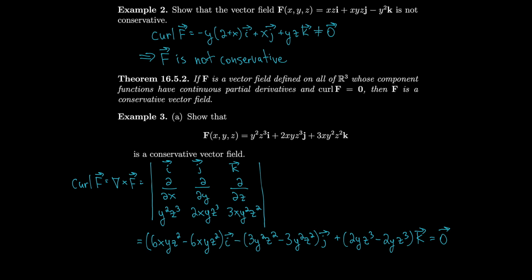And we need one more thing. We need to just make sure that it's defined in all of R3, which notice it is. These are all polynomials for our components. So we could say that our domain is all of R3. And therefore, by our previous theorem, f is conservative, because we had the zero curl and we had a domain defined everywhere.